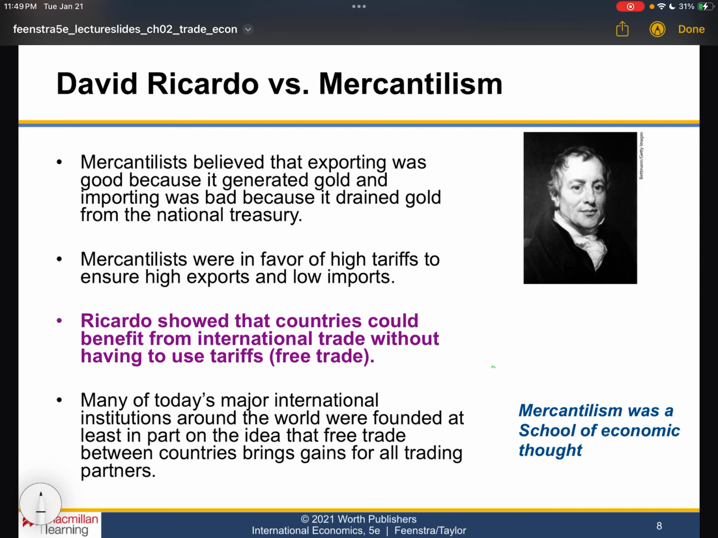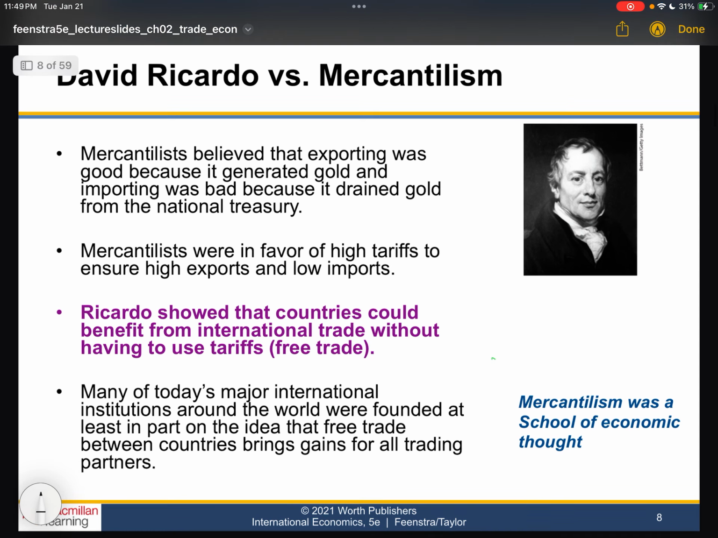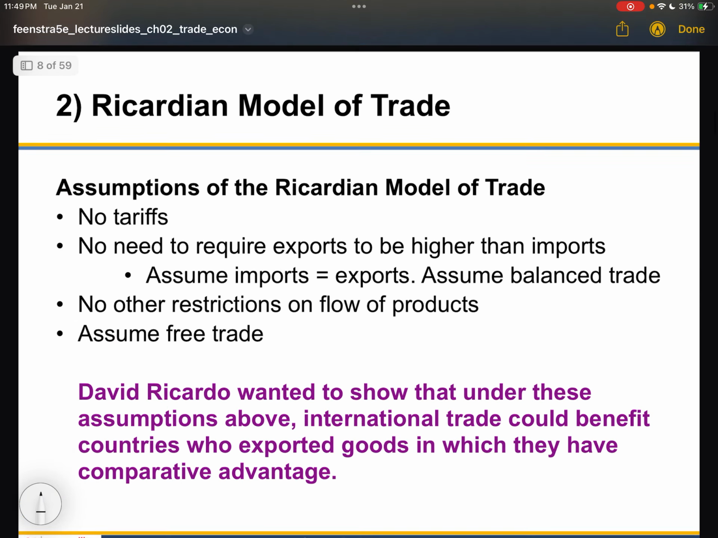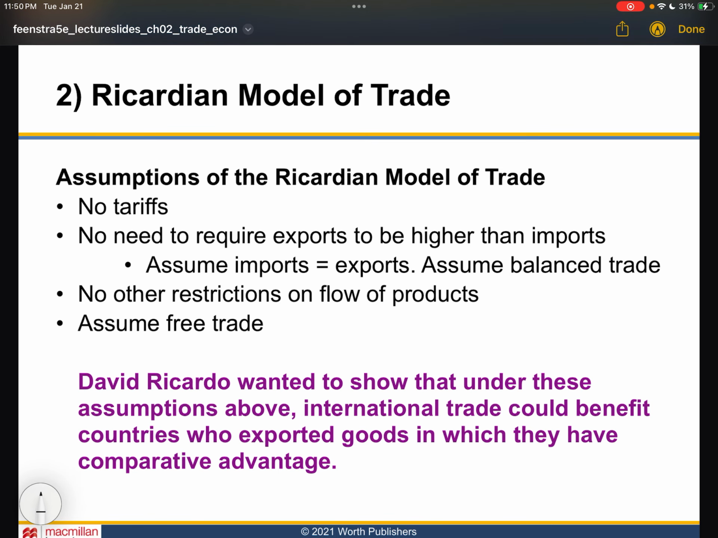We will look at tariffs much later in the semester, towards the end, and you'll see that there are costs to tariffs. Ricardo's model has influenced countries, or many countries in the world, as many try to form or forge free trade agreements to push that free trade idea, that with free trade and less tariffs, all the countries involved in that free trade can do better or can benefit.